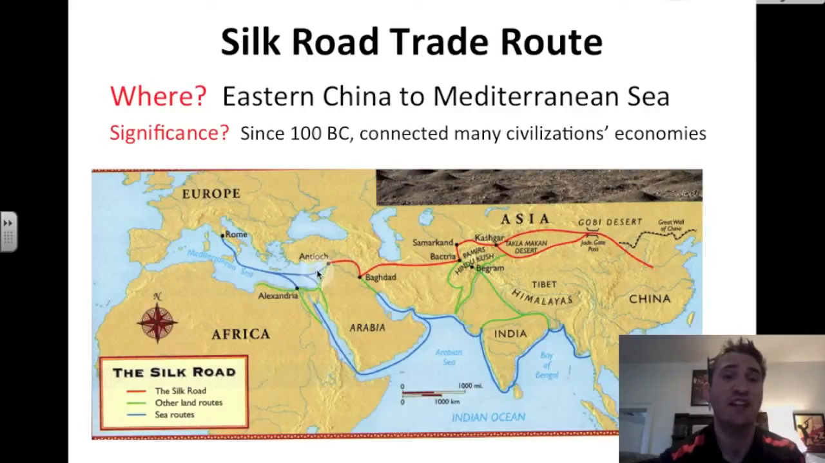And the Mediterranean Sea connects merchants to Africa. You see the Egyptian city of Alexandria, and to southern European cities, including that major city, Rome in Italy. What's the significance of the Silk Road trade route? Well, since 100 BC, before the birth of Christ, this route connected many civilizations' economies along its path.